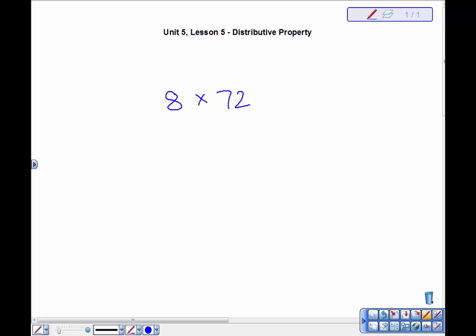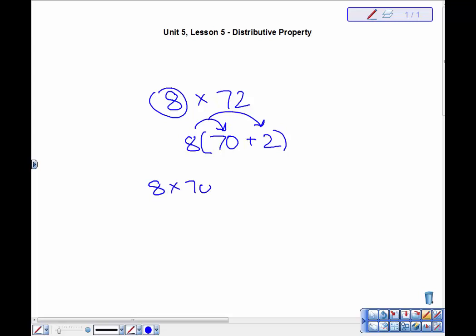All right, let's see if we got it right. So in order to do the distributive property, I'm just going to give my first number, the 8, to the two pieces of my second number. So I'm going to take the 72 and I'm going to break it into two pieces. I can break it into 70 and 2. And I'm going to multiply the 8 to each one of those pieces. So I'm going to do 8 times 70, and then add that to whatever 8 times 2 equals.